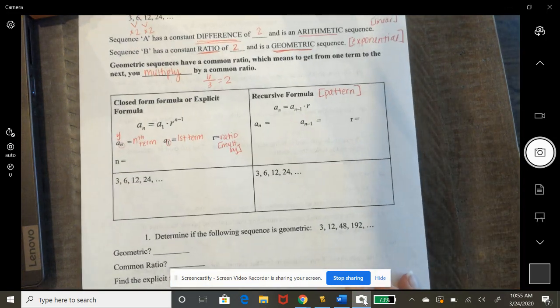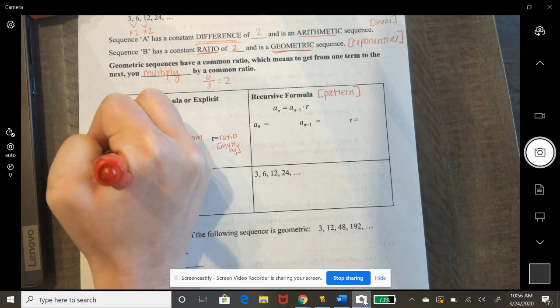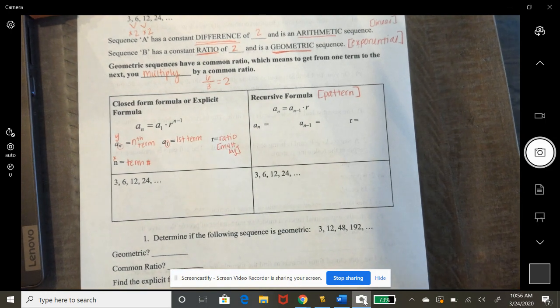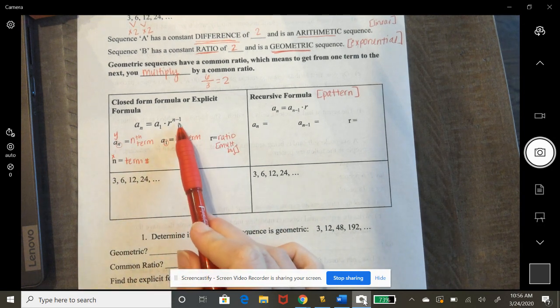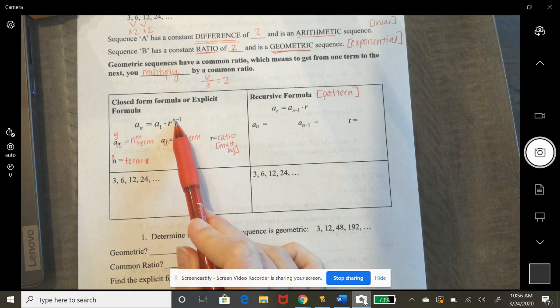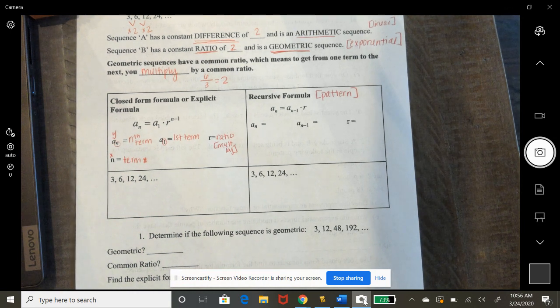Okay, and then n represents a term number. That's kind of like your x. What can I plug in for? Okay, so it'll look similar to an exponential function. It's just your exponent is a little bit different. Instead of being just raised to the x, it's raised to the n minus 1. And we'll talk about why that is in a little bit.